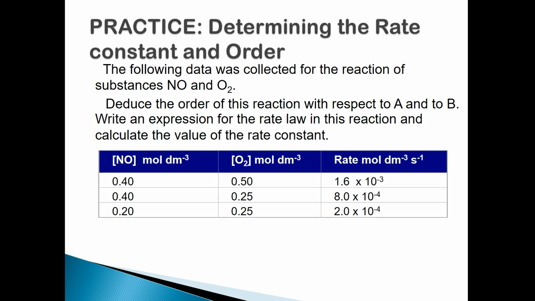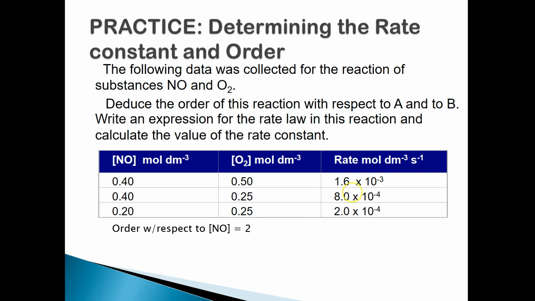All right, so the first thing I'll do is try to determine the order with respect to NO. So I'm going to want to find some data where the concentration of oxygen remains constant. So I'll use rows 2 and 3. So I see in rows 2 and 3 that when I double the concentration of NO, the rate quadruples. That means that the order with respect to NO is second order.